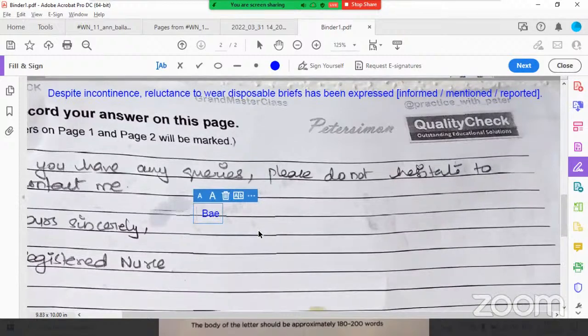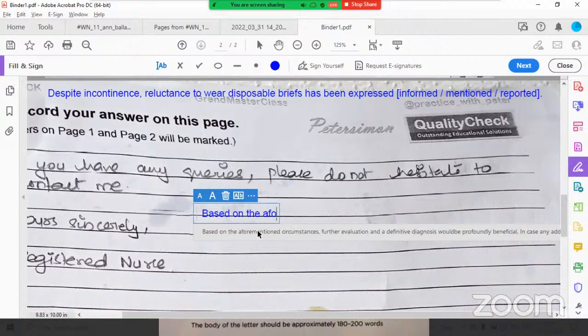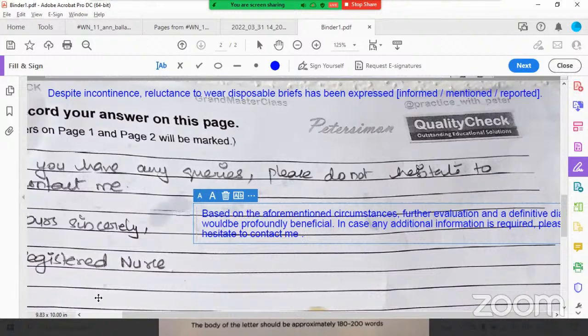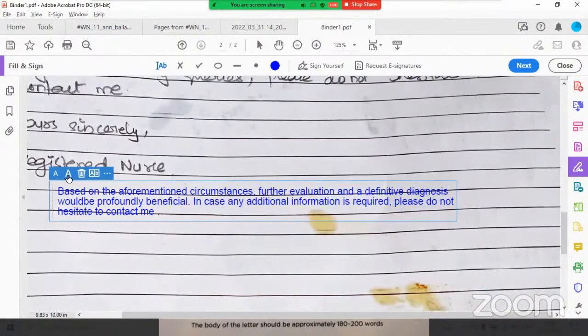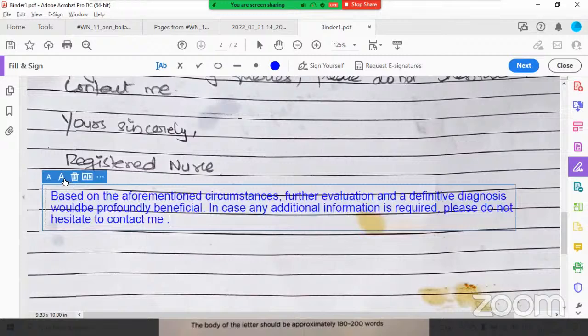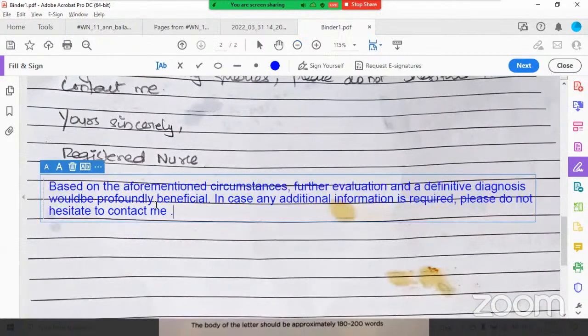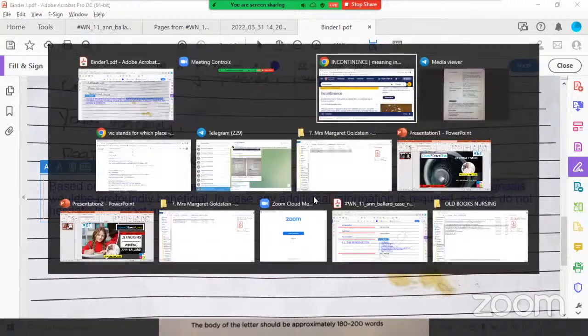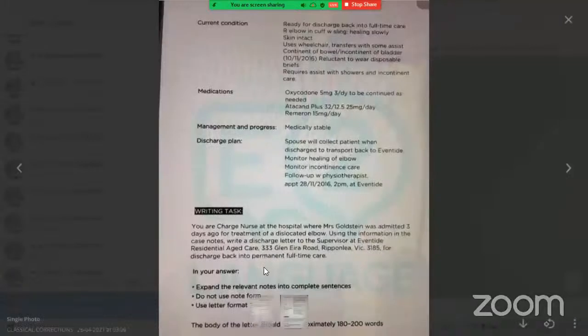Based on the aforementioned circumstances, we'll write like this. Okay, what do you want? The regular monitoring. So he is asking you to monitor regularly. Okay. Here, monitoring and follow up management. Okay, you can use them.